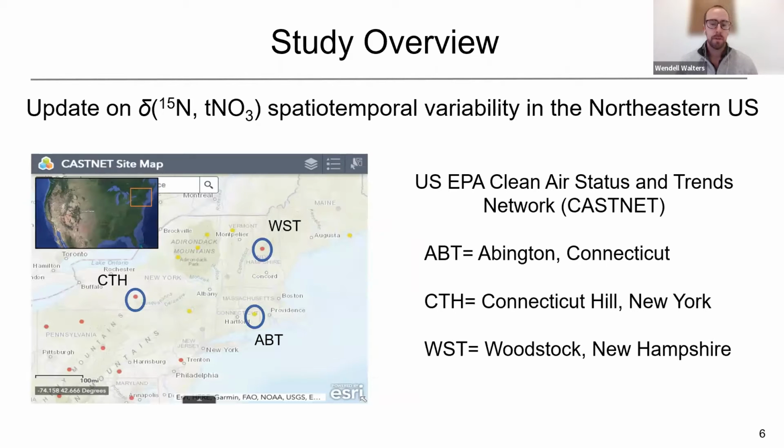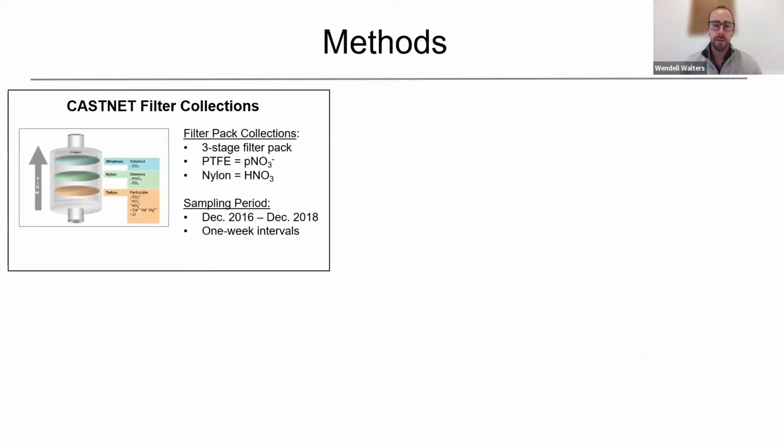So in this study, we provide an update on the δ15N values of atmospheric nitrate in the northeastern US from 3 CASTNET sites, including Abington, Connecticut, Connecticut Hill, New York, and Woodstock, New Hampshire. For those unfamiliar, the CASTNET program utilizes a 3-stage filter pack sampling system in which air first passes through a Teflon filter, which is used for the collection of particles such as particulate nitrate. Air then passes through a nylon filter for the collection of nitric acid.